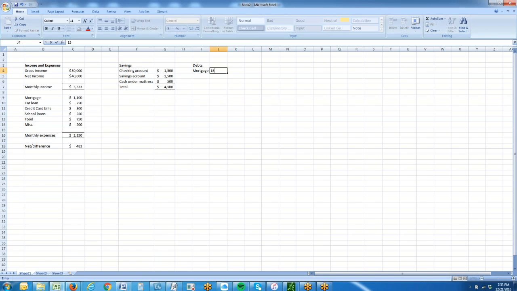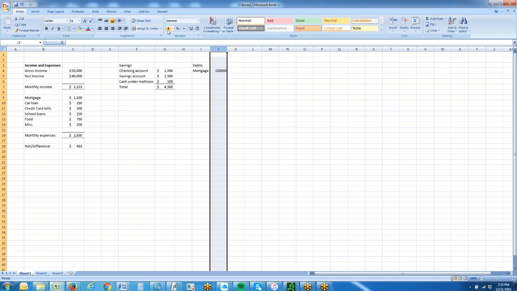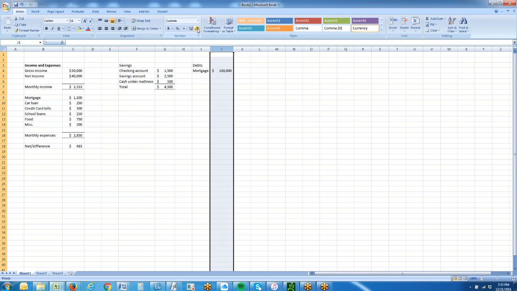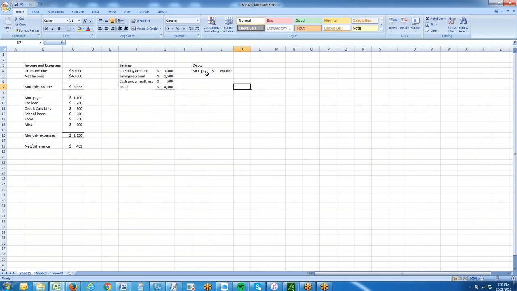So let's say you have $150,000 left on your mortgage. And I'm going to format that cell with dollars and move those decimals. So we look at the whole number here. And so we also have credit card bills. Let's do it in order like this. So we have the car loan. So what you owe on your car to pay it off, that's $5,000 left.